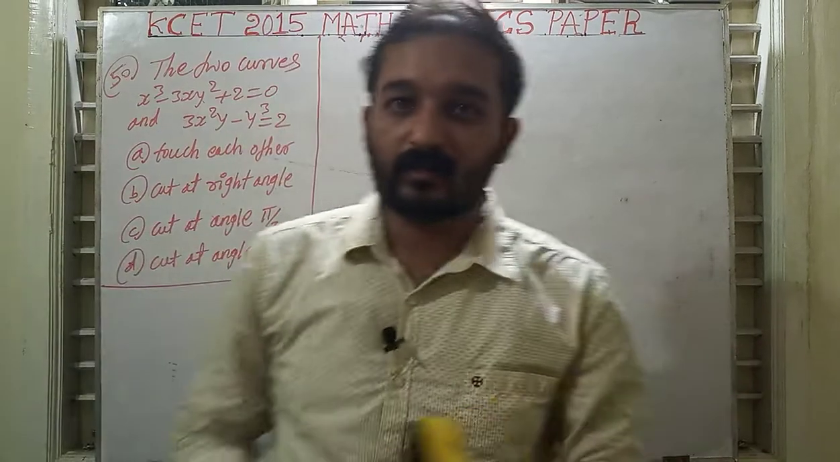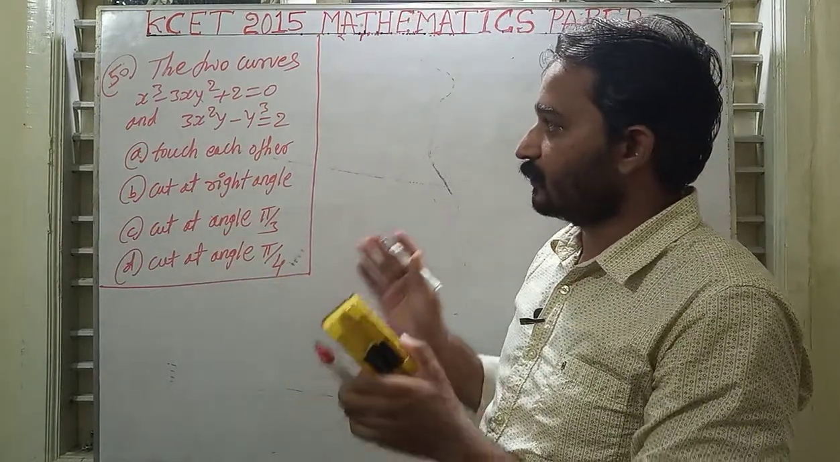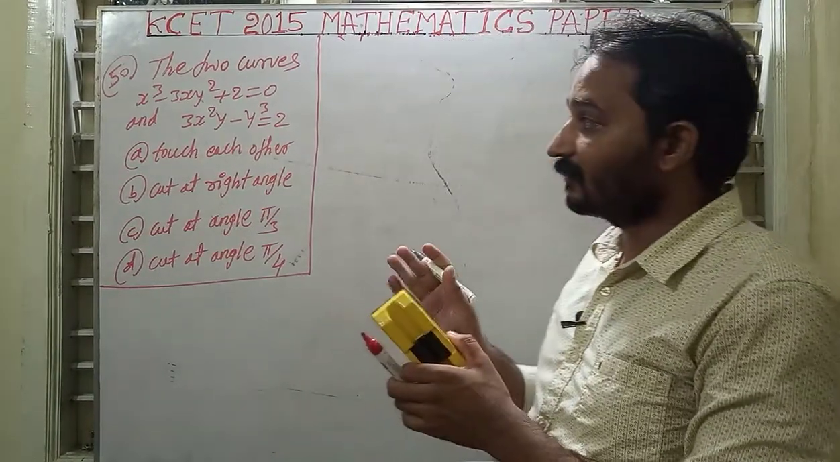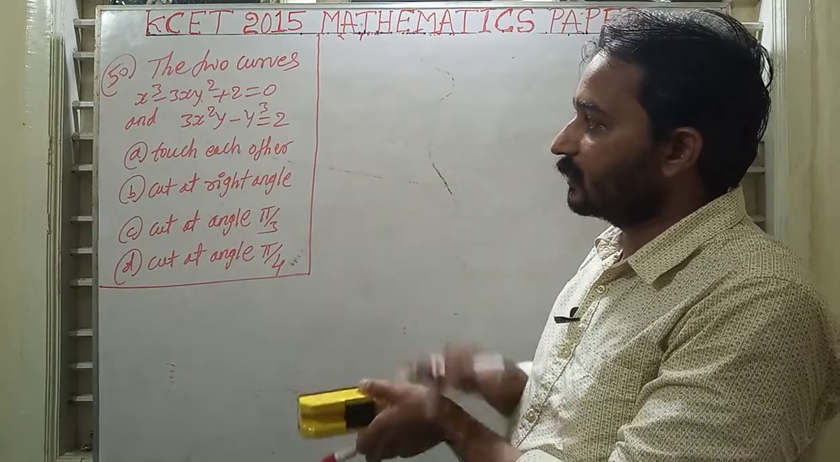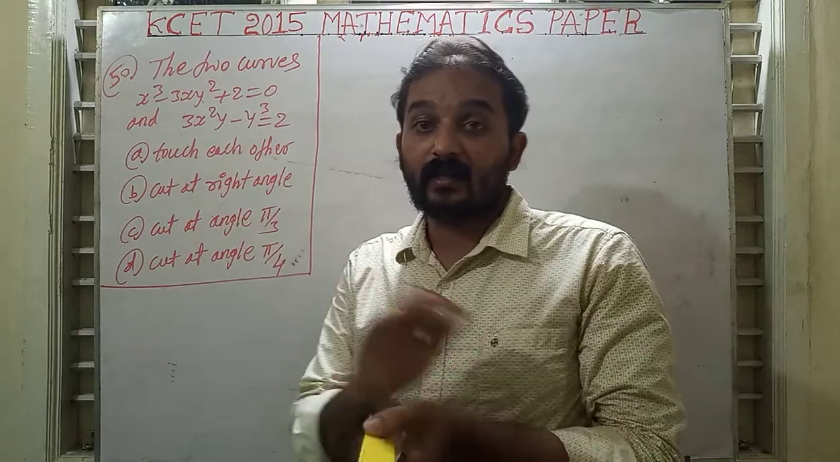So now let us move on to the last question of this video, question number 50. This question is based on the chapter application of derivatives, particularly tangent and normal, the slope of the tangent and normal in this case. And it also depends on the first year chapter straight line. In straight line, what does angle between the lines mean?